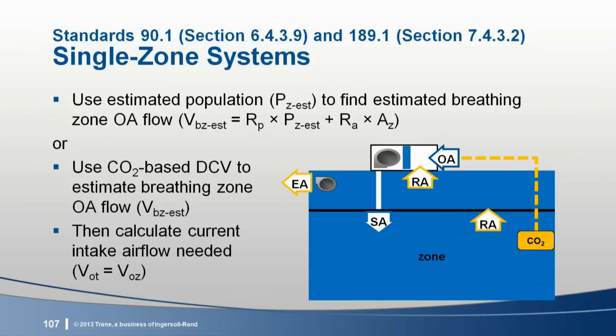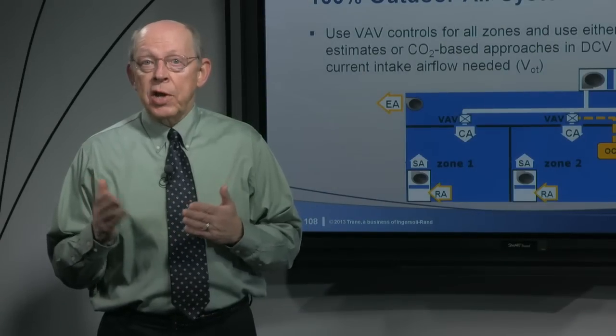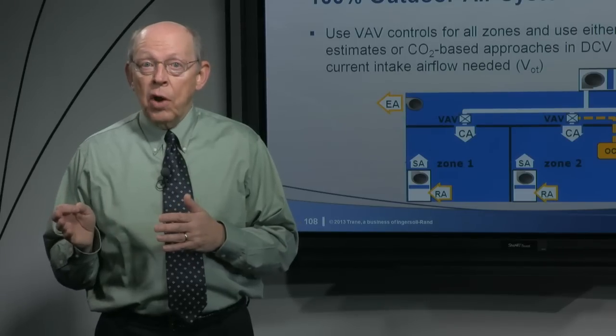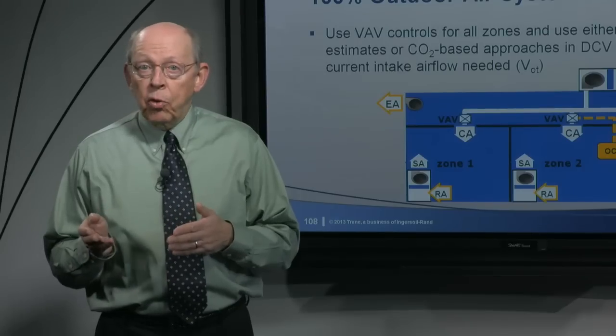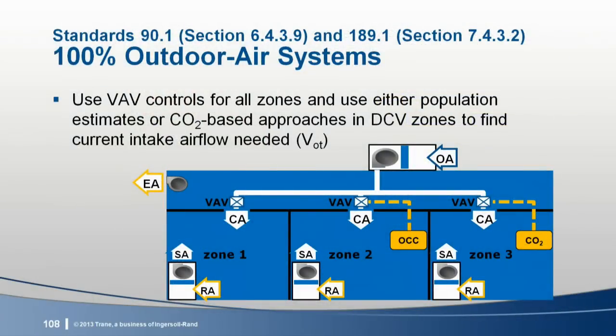Like single zone systems, demand control zones in 100% outdoor air systems can either estimate population and calculate zone outdoor airflow, or estimate breathing zone outdoor airflow using CO2. But the outdoor air distribution system must be VAV, and every zone in the system must include a pressure-independent VAV box to maintain proper outdoor airflow as the demand control zones modulate their outdoor air flow.